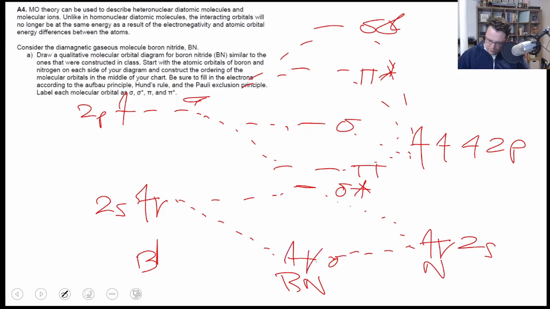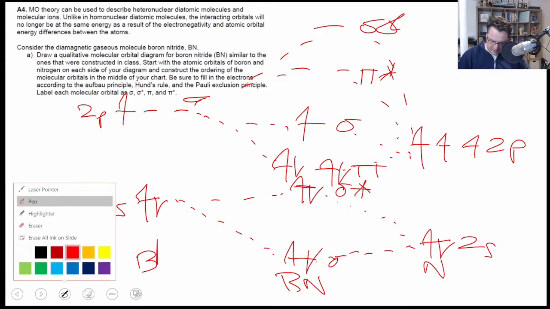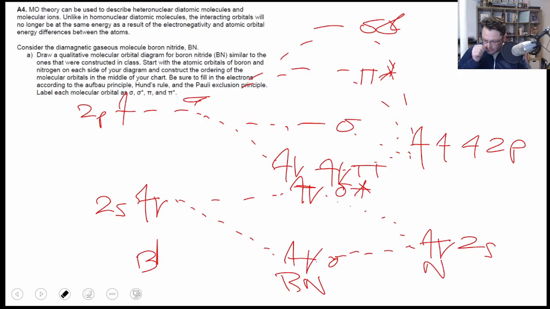So we have 1, 2, 3, 4, 5, 6, 7, 8. Nope, 8 is it. So that is where all of the electrons reside. Essentially, we have a completely filled sigma bonding orbital from the two 2s's, a completely filled sigma anti-bonding orbital from the two 2s's, and then two completely filled pi orbitals from the 2p's of boron and nitrogen interacting with each other. And that's how you construct this MO diagram.